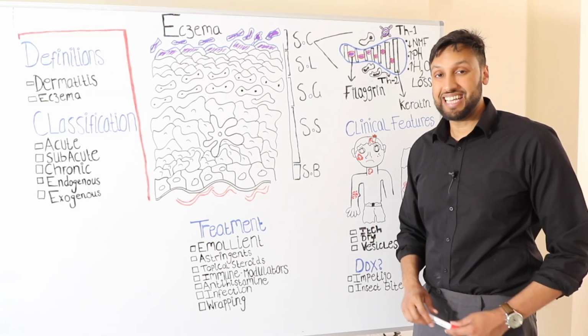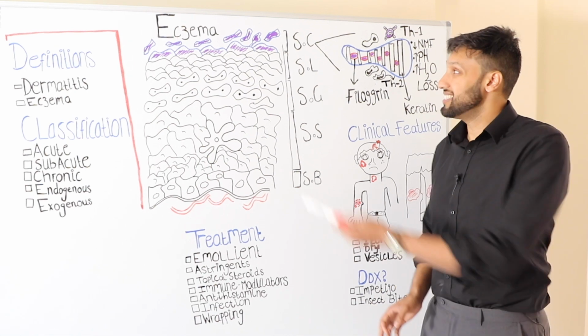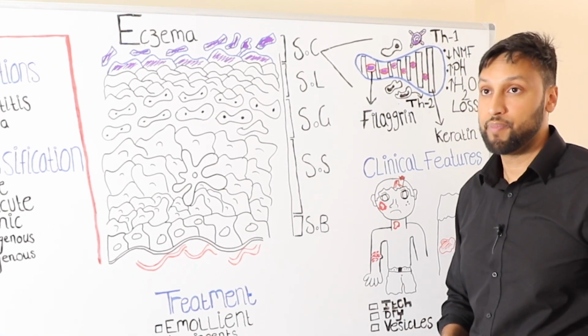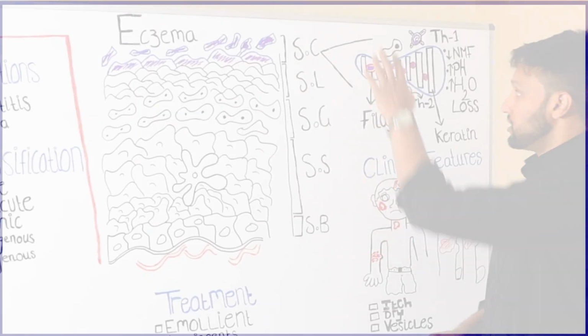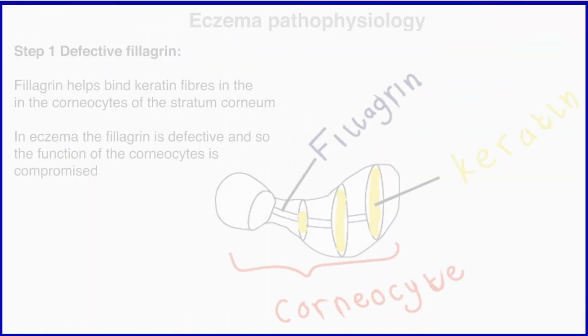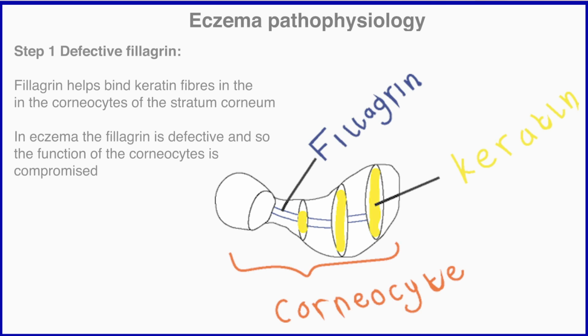So what actually does happen in eczema? What I've done is I've enlarged the stratum corneum and I've taken a cell. So we've got one cell here, which is a keratinocyte or a corneocyte because the keratinocyte is now dead. And what I've done, I've drawn out the structure. What we have is keratin and we have this special protein known as filaggrin.